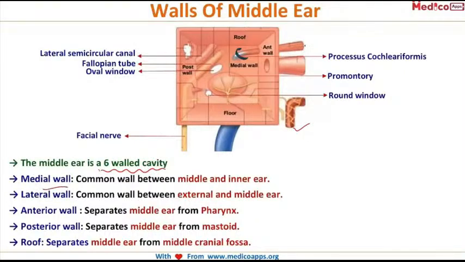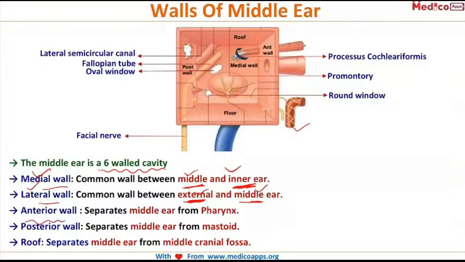The medial wall is a common wall between the middle and the inner ear. The lateral wall is a common wall between the external and the middle ear. So medial wall is between middle and inner. Lateral wall is between external and the middle ear.